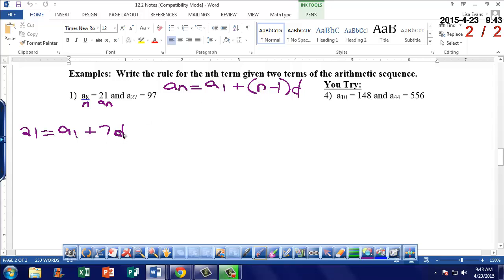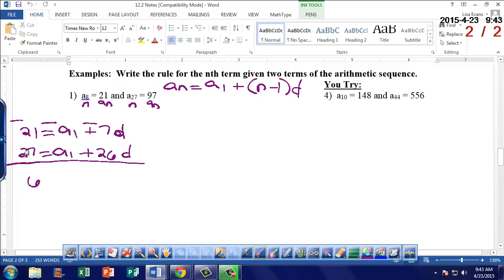Okay? Now, I'm going to ignore the first part, and I'm going to plug 27 in for n and 97 in for a sub n. So I'm going to get 97 equals a sub 1 plus, this time our n is 27, so 27 minus 1 is 26, d. Now, what I like to do is make one of these, it doesn't matter which one, negative. You're going to change the sign of the whole equation because when you do that, your a's are just going to cancel. So change, change, change. Go ahead and add them.